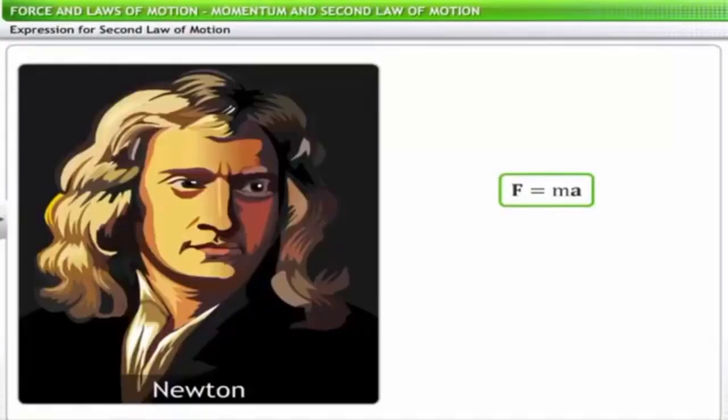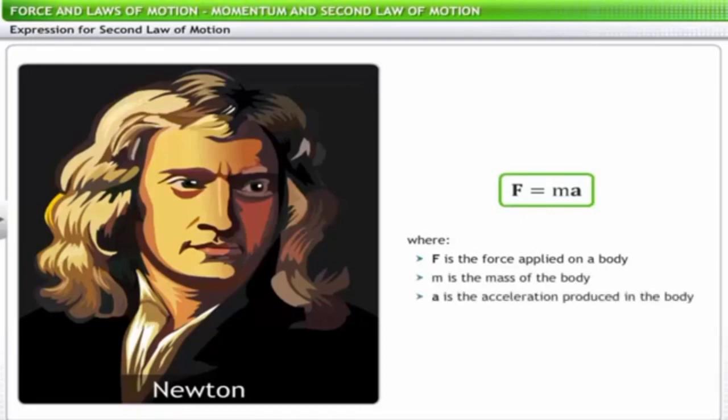Newton's second law of motion can be expressed mathematically as F = ma, where F is the force applied on a body, measured in Newton in the SI system and in dyne in the CGS system. m is the mass of the body, and a is the acceleration produced in the body. Let's derive this relationship using an example.